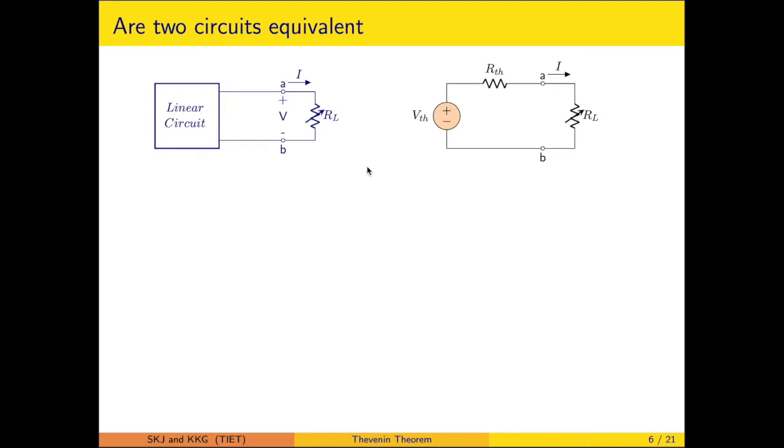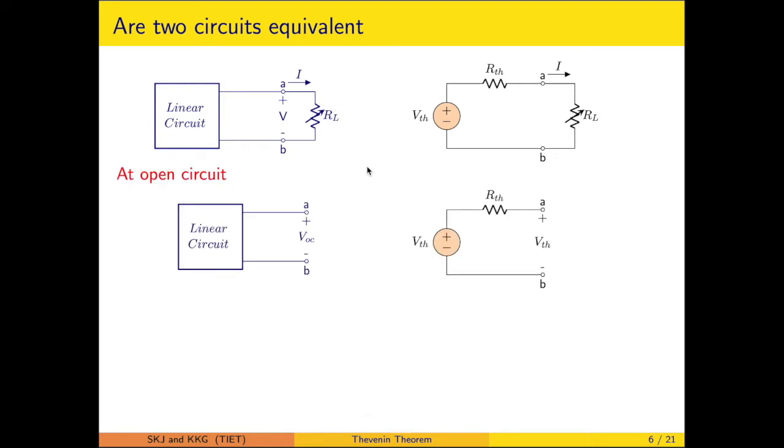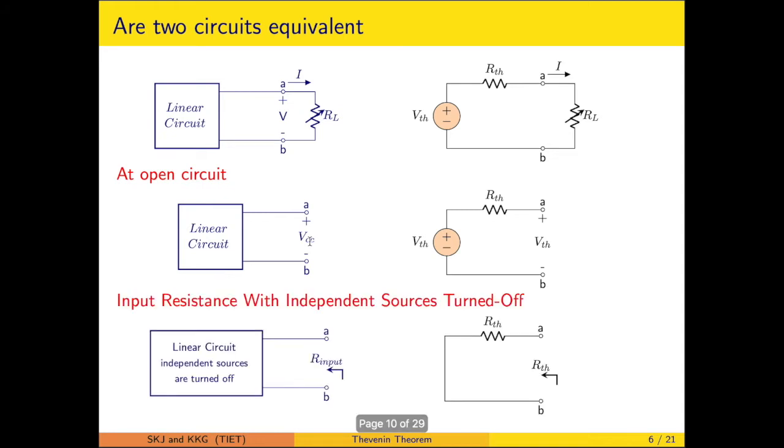Let us see what is happening at the open circuit. Open circuit means the load resistance is disconnected for both. When there is a load disconnection here, there will be no current in this. Whatever VTH I am saying here will correspond to the open circuit voltage here. So VTH has to be equal to the VOC. Another is, when the independent sources are turned off, the circuit consists of only resistance, here also the resistance. So both have to be equivalent.